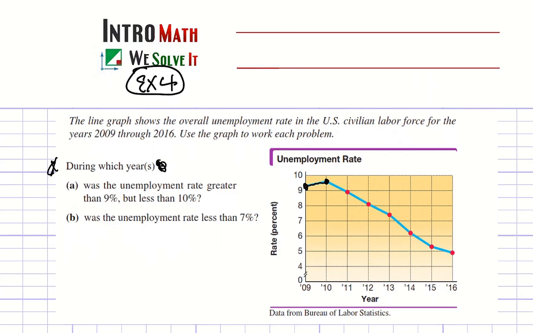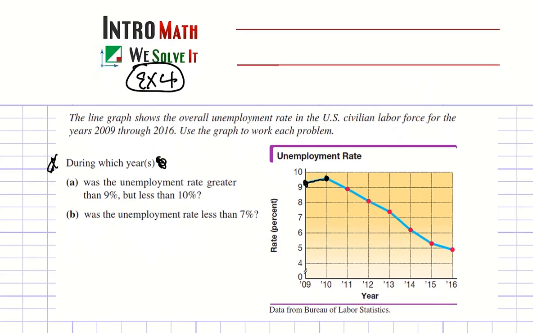Was the unemployment rate greater than 9% but less than 10? Yes, of course it was. It went from 9 to almost, it wasn't quite 10. It's less than 10, because 10 is over here. See, 10 is over here because it's like that. So it's less than 10, right? But greater than 9, yes.